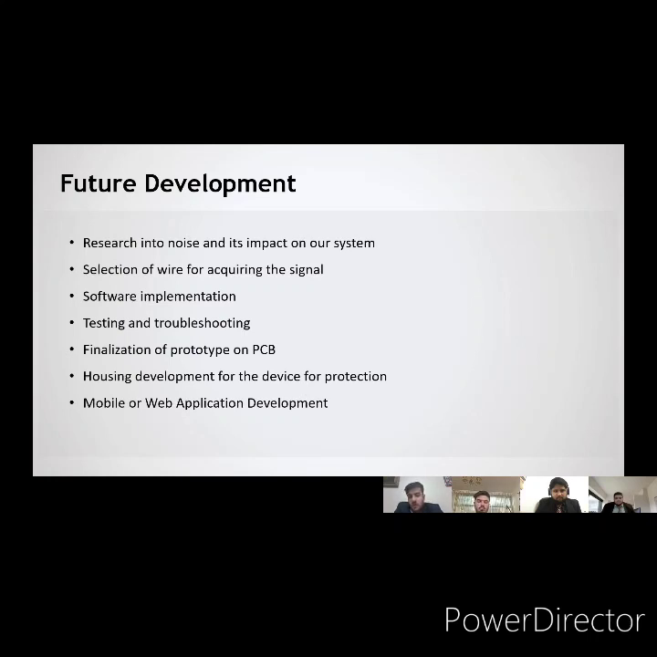Finally, we are also looking into developing a mobile or web application to monitor the process and to monitor the values that we got remotely. So this is also something we are considering developing in Capstone 2.